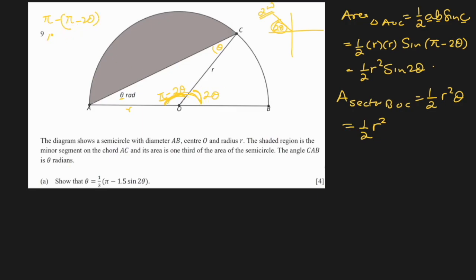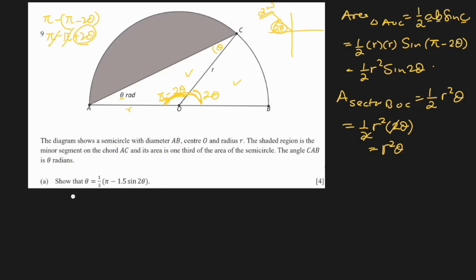Why? Because if I open this bracket, I get this, pi minus pi is cancelled, 2 theta is the angle, and that's what I will write here, 2 theta. This 2 and this 2 will cancel out, so we get r square theta. So we got the area of this triangle, we got the area of this sector. We'll subtract from the whole semicircle. So let's write the condition they have given us.